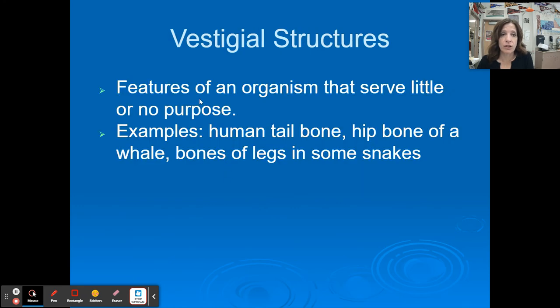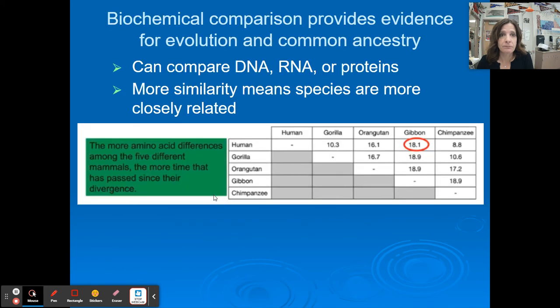Vestigial structures are features that don't have any purpose. For example, our tailbone, or whales have a hip bone that they don't use for legs anymore because they don't have them. And snakes actually have some small legs and pelvis inside of them.